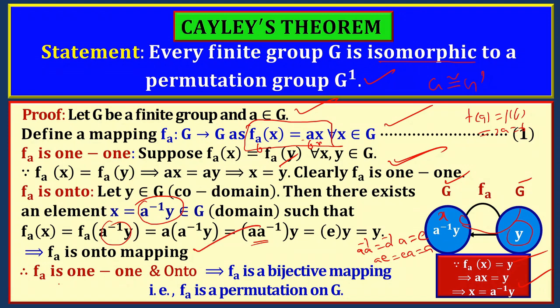Clearly, f_a is 1-1 and onto. 1-1 and onto means f_a is a bijective mapping. Bijective mapping means it is a permutation. So f_a is a permutation.